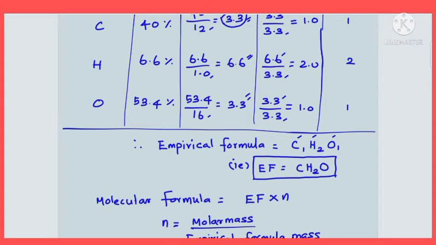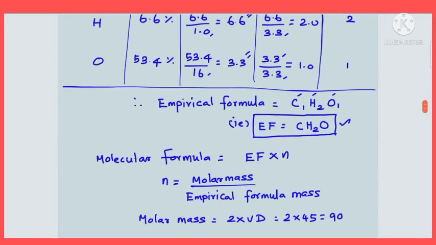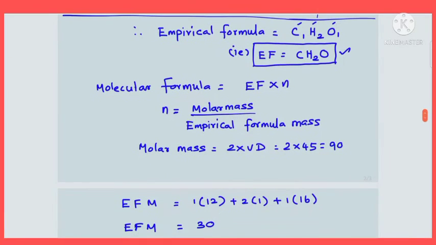No need to write the number 1, so you can write it as CH2O. This is the exact empirical formula of the compound having the above percentage composition: carbon 40%, hydrogen 6.6% and oxygen 53.4%. From this you also have to find the molecular formula, isn't it?